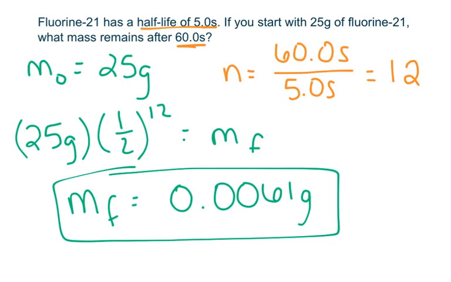Now, if you can't remember the formula, if all else fails, just divide by 2 the number of times that you have half-lives. But the formula is good for when you have a large number of half-lives, and so you don't accidentally mix up how many times you've divided by 2.